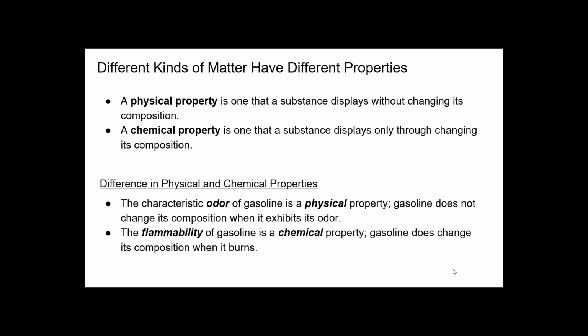So the characteristic odor of gasoline is a physical property. So the odor is deemed to go with gasoline. Gasoline does not change its composition when it exhibits this odor. It's a trait that goes with the gasoline. The flammability of gasoline is a chemical property. Gasoline does change its composition when it burns. So a chemical property is the fact that we know that gasoline is flammable. And if it catches fire, it will actually change into something else. It's no longer gasoline.